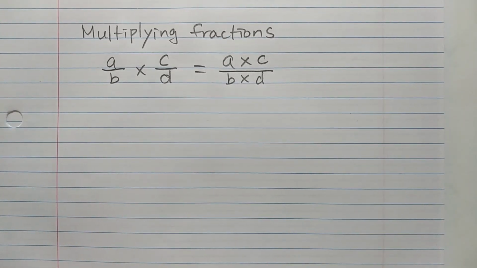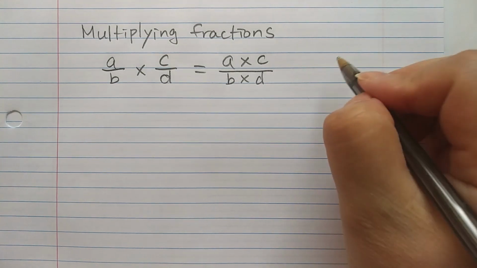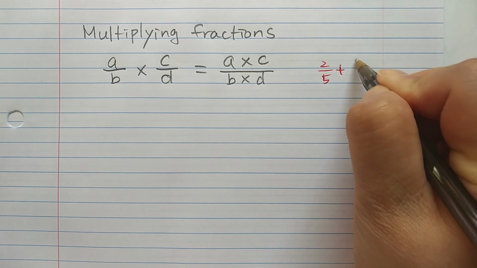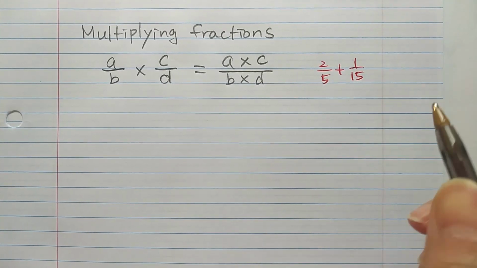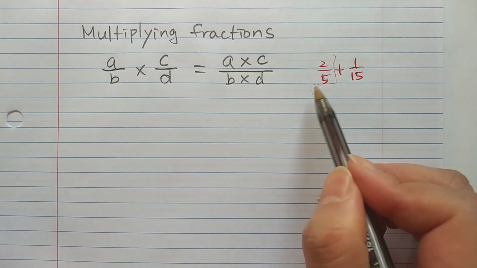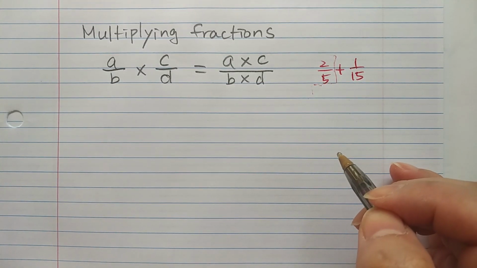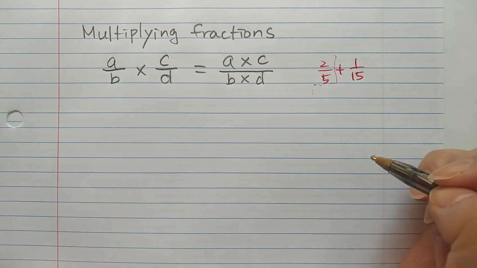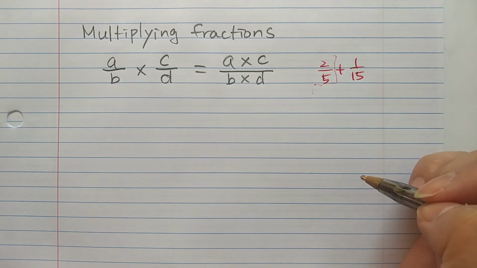For example, remember we were doing 2/5 plus 1/15. We wanted to find the equivalent fraction of 2/5 here with 15 for the denominator. An equivalent fraction means the fraction that has the same value but a different look.